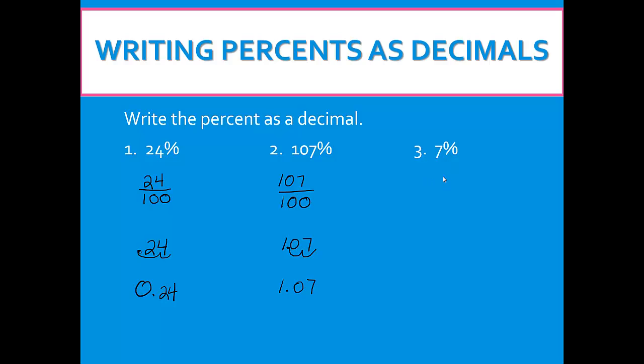And for number 3, we have 7%. Percents are always out of 100, so we have 7 over 100. You can see again that we are dividing by 100, and when we divide by 100, we move our decimal 2 places to the left. So we start with our 7. Our decimal would be at the end, so behind the 7, and we move it 2 places to the left. So 1, 2, and now in this space here, we're going to put a 0. So this answer would be 0.07, or 7/100.